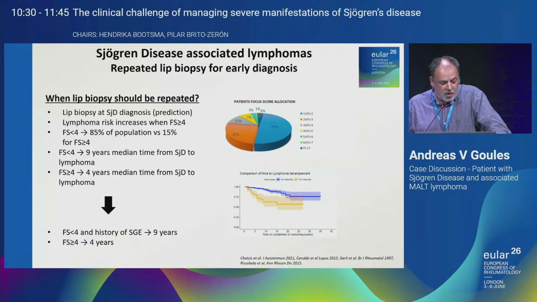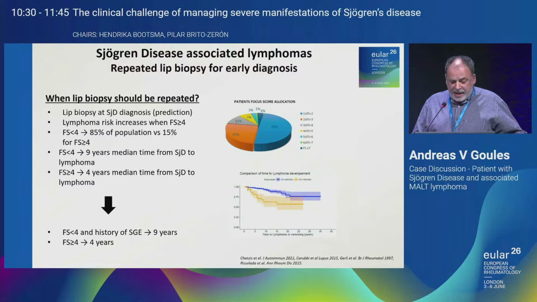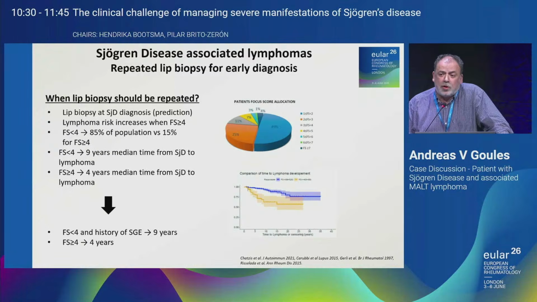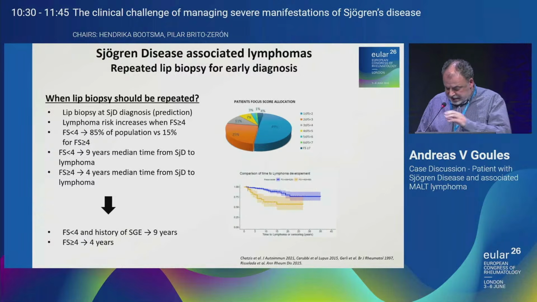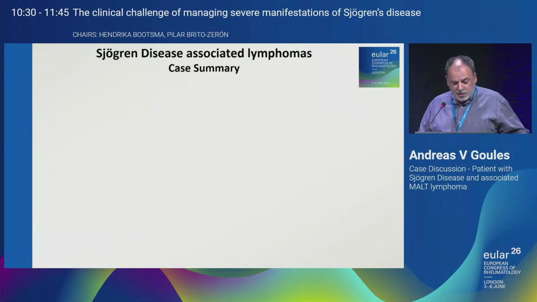All of these patients, who are not, of course, many in the Sjögren's disease population, can repeat a second biopsy. Of course, these are data from one center, and this strategy needs validation, but it offers the opportunity to start thinking about repeated lip biopsies as a tool for early diagnosis.